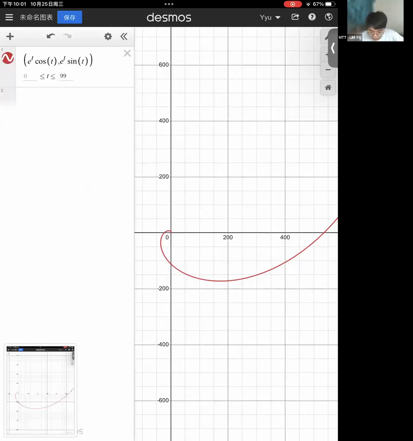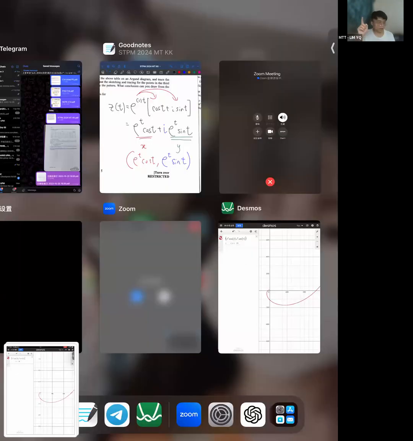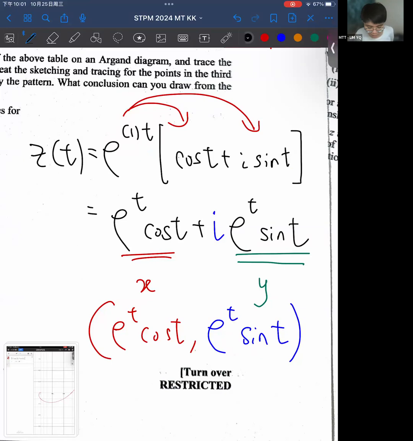Do you need a formula? I think I will give you a formula also. Okay, later I will share. If you cannot, you can ask me. But I want you to really try by your own.